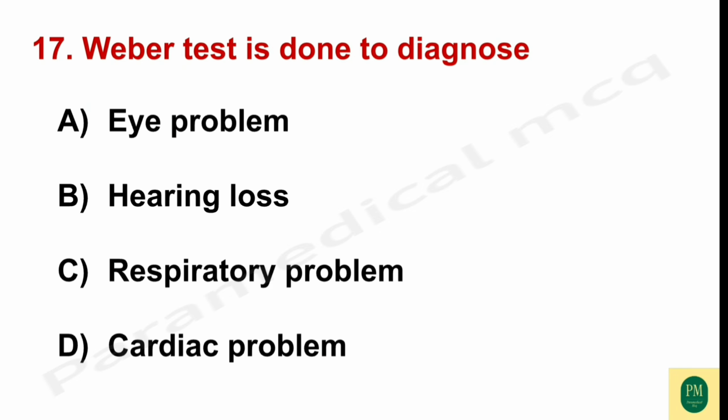Weber test is done to diagnose: option A, eye problem; option B, hearing loss; option C, respiratory problem; option D, cardiac problem. The correct option is option B, hearing loss.